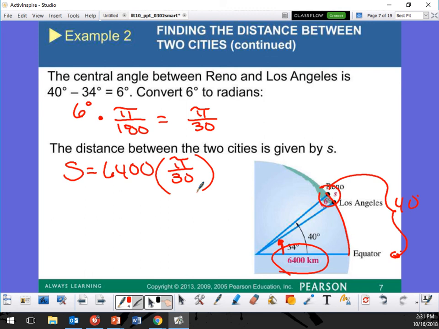670 and 0.2. S is going to be about 670.2. What are the units I'm using here? Kilometers, because the other one already has kilometers. Yeah, there you go. Very good.